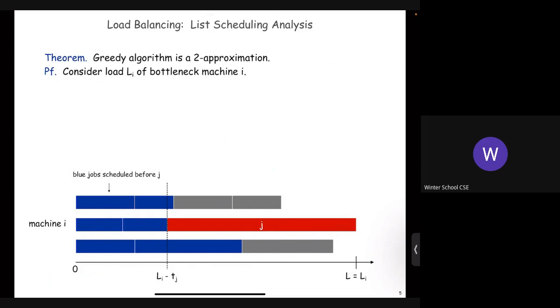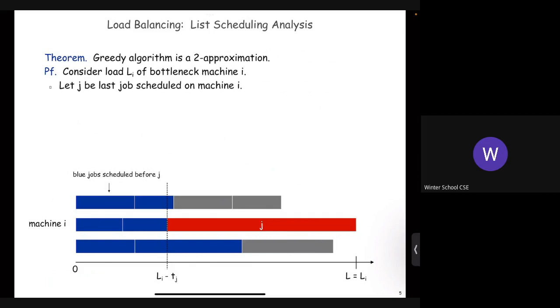And look at the last job that you assign to it. So this is my ith machine, whose load is Li, which is the worst among all the loads. But now I look back and say, hey, look at the last job that I assigned to it, job J. Why did you assign job J to it? Because at that time it was the least loaded machine compared to everybody else. So this is what this picture is telling you: look at this machine i. I did not assign this red job J to another machine, because the other machine had some jobs assigned already, which would take more time. So this picture makes it clear.